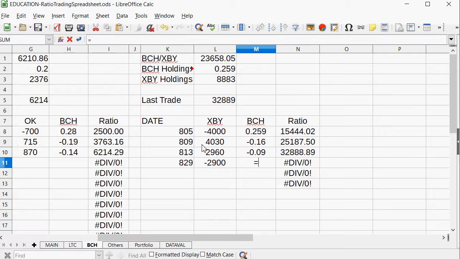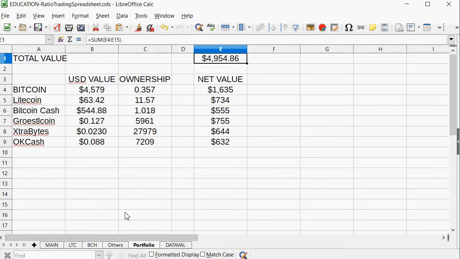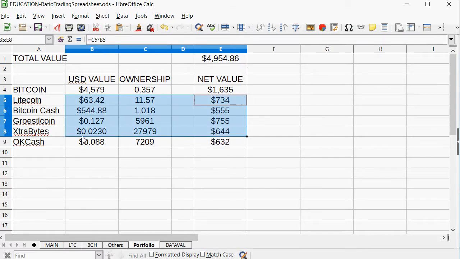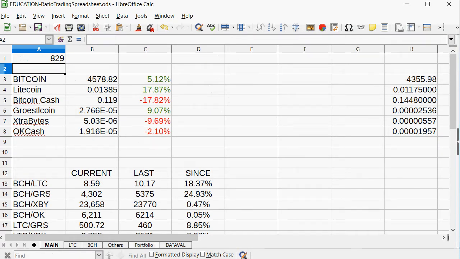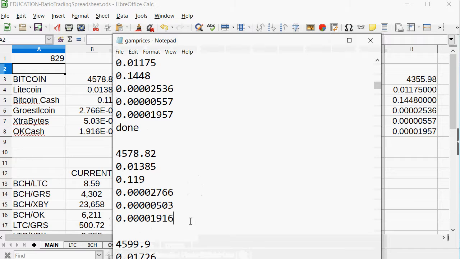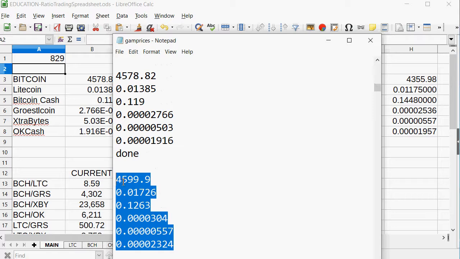As we would go this number divided by this, and it would be 0.122. Portfolio is about 5K now, and we can see the ownership is relatively close. Bitcoin Cash being the smallest, Litecoin being the, actually GRS being the highest, then by this in here. So let's move on. Bitcoin price is hanging in there. We'll see what the other ones do.